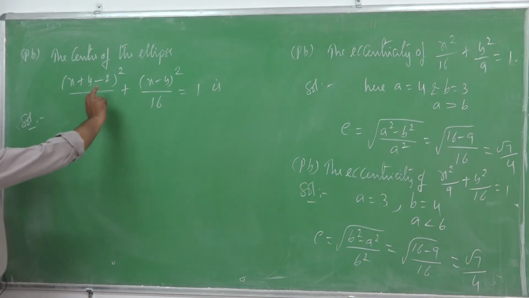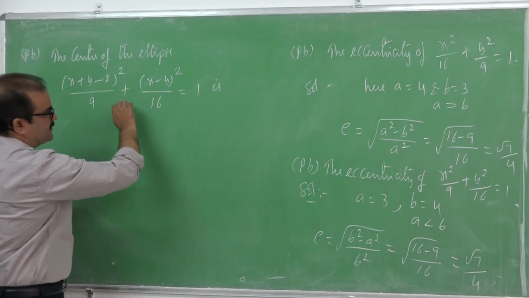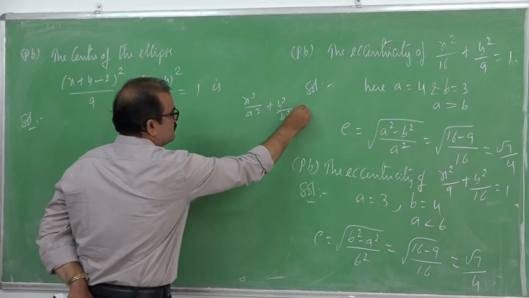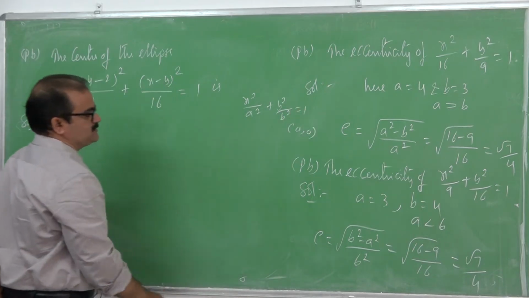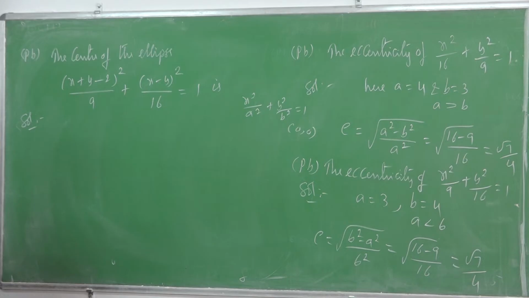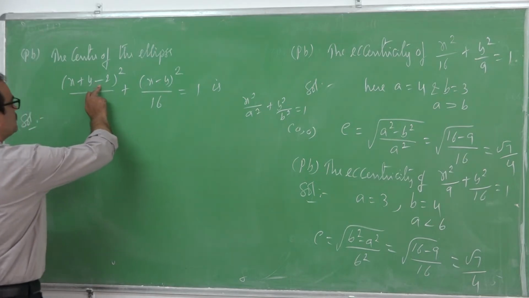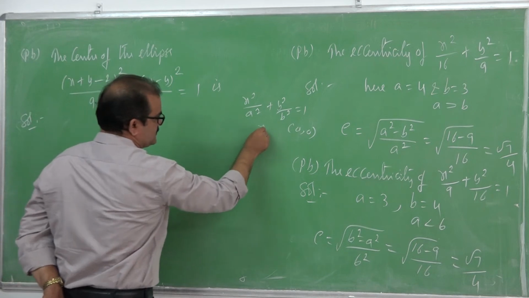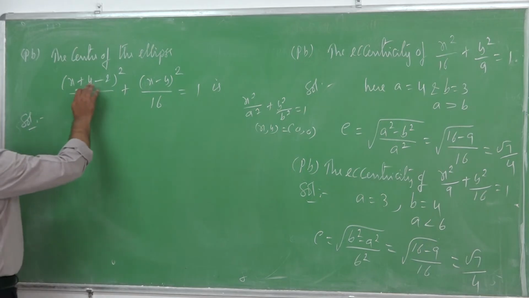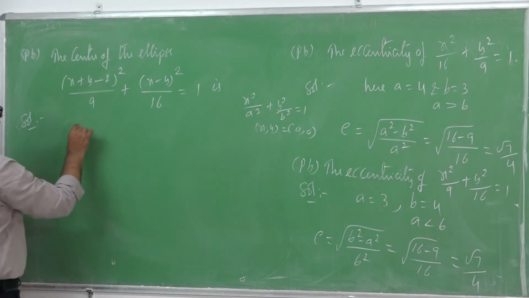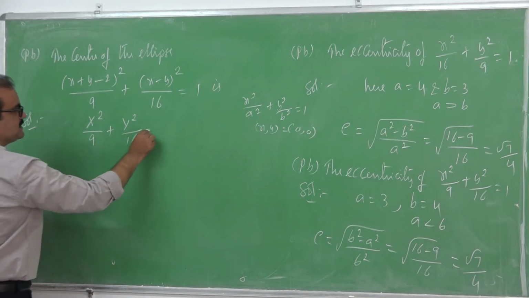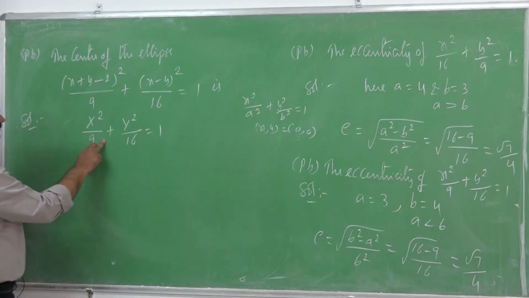See here, what is the center of the ellipse in standard form x square by a square plus y square by b square is equal to 1? Center is 0 comma 0. Now here the ellipse is not in standard form. Center of the ellipse here is x comma y is equal to 0 comma 0. Here it is in the form of some equation in terms of x and y. Let it be X square by 9 plus Y square by 16 is equal to 1. This is in this form.